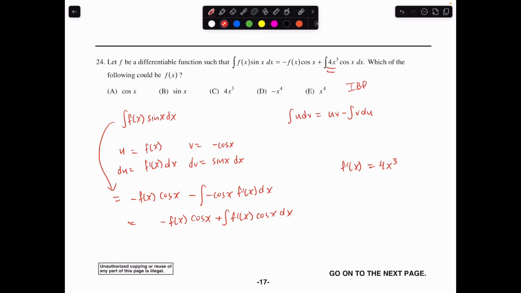Which of the following could be f of x? Let me just integrate it. So f of x is equal to x to the power of 4 plus c. So which of the following? So for 24, the answer is E. Okay.